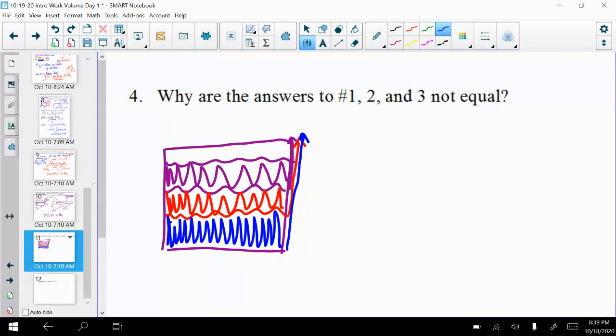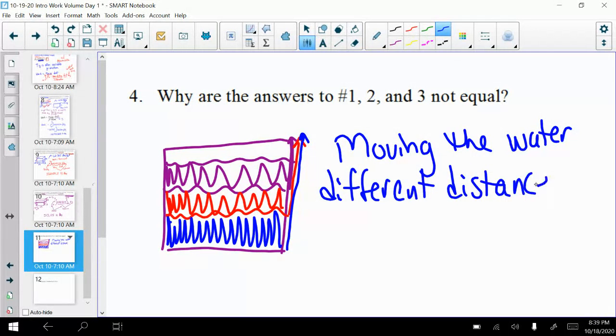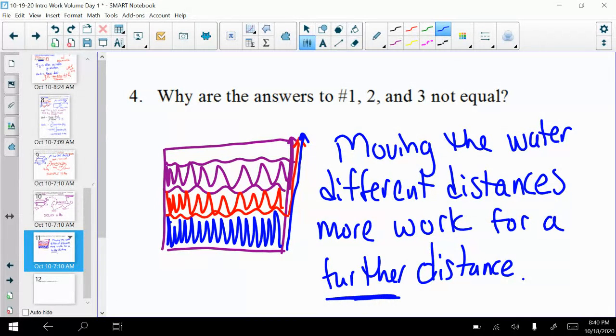So hopefully the picture gives you the insight that we are moving the water different distances. And since we're moving the water different distances, it's going to be more work for a further distance, right? It's much more difficult to pick something up over your head than just up to your waist. So think about not only how much we're moving, but also how far we're moving.